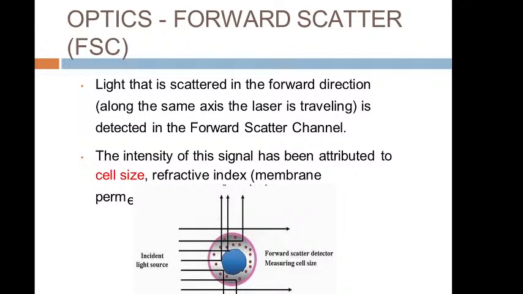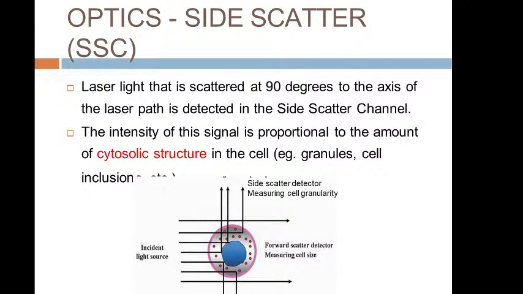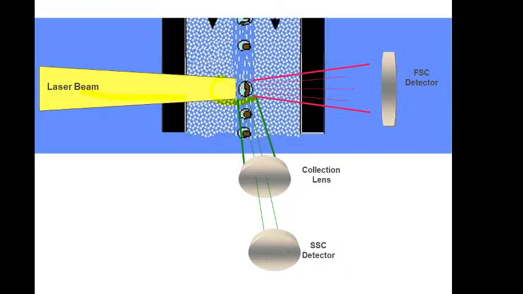Then number two is optics. That means the laser beam, the light. Light that is scattered in the forward direction is known as forward scattering, and the intensity of this signal has been attributed to cell size. So this forward scattering will let us know about the size of the cell. Obviously, if the scattering is more, that means the size of the cell is quite big. And the side scattering will let us know about the organelles in the cell, the complexity, the granularity of that particular cell. This is the laser beam which will be put on a single cell.